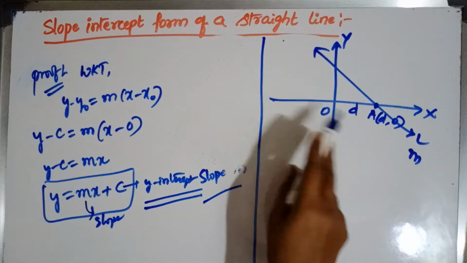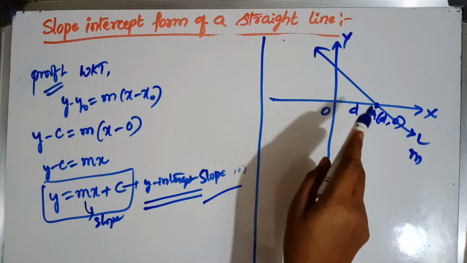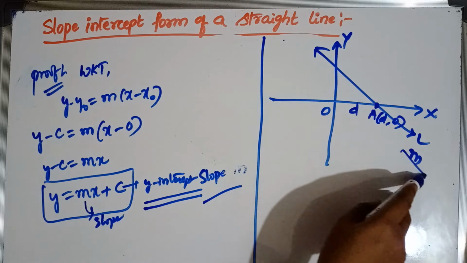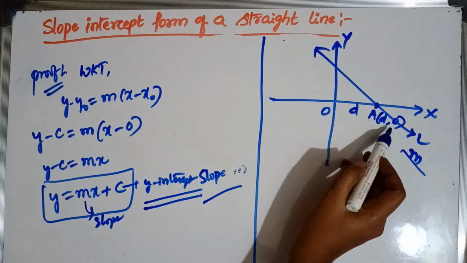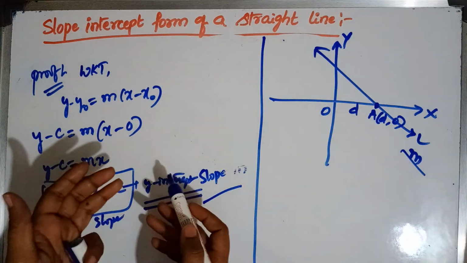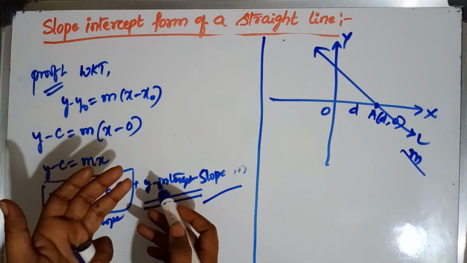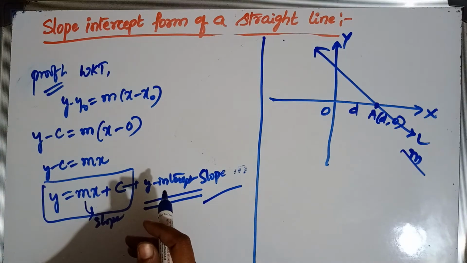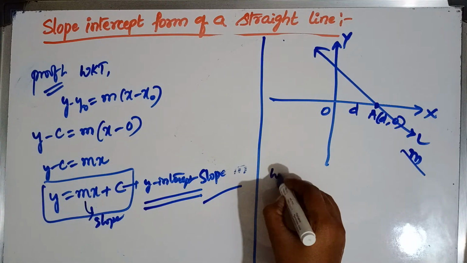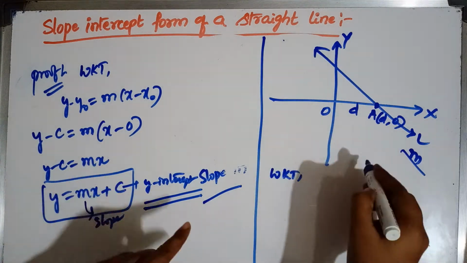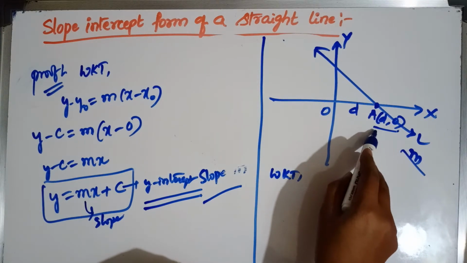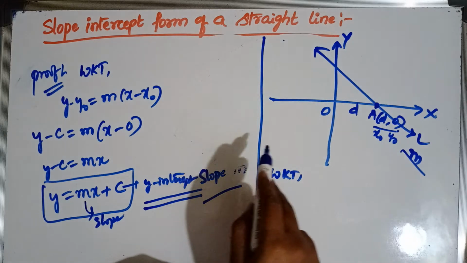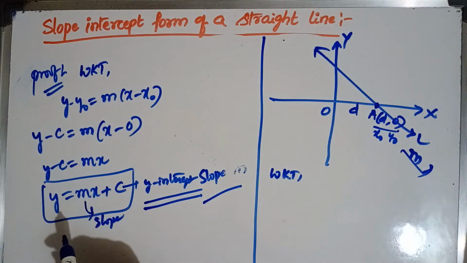This line makes x-intercept small d, and the slope of this line is m. So this line passes through the point (d, 0) and has slope m. We can make use of the same slope-point formula to derive the equation of this line. The line is passing through the point (d, 0), which I consider as (x0, y0), and we know the slope is small m.